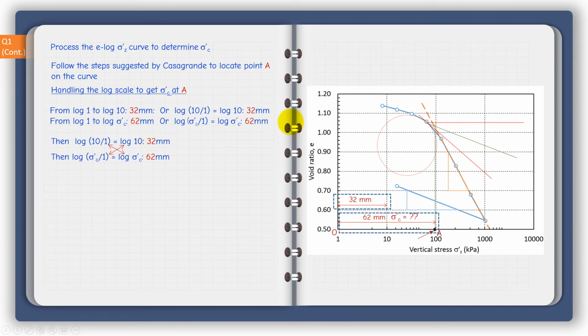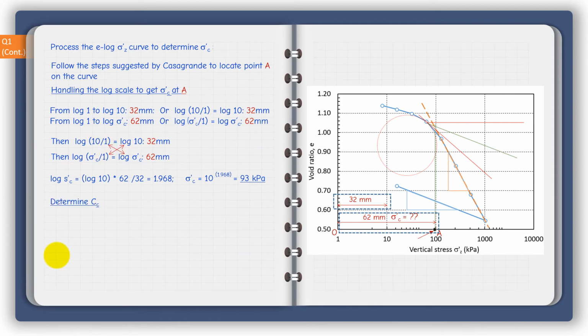Log 10 corresponds to 32, log sigma dash C corresponds to 62, so we can actually do this exchange, and this will give us the pre-consolidation pressure. The log of sigma dash C, when we do this, is 1.968. This means that the pre-consolidation pressure itself is 10 raised to the power 1.968, which is 93 kPa. And this represents the pre-consolidation pressure we are after. So it's very important here to know how to process this, which is straightforward.